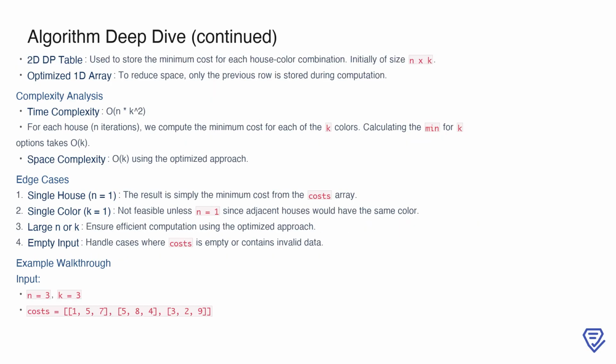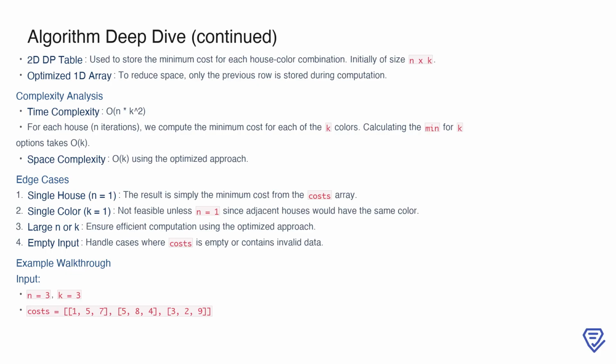The dynamic programming solution uses specific data structures to achieve efficiency. First, we initialize a 2D DP table of size n x k to store the minimum cost for each house color combination. However, we later optimize this by replacing the 2D table with a 1D array that stores only the previous row, significantly reducing memory usage. Regarding complexity, the time complexity is n*k^2, since for each house, we compute the minimum cost for each of the k colors, and finding the minimum among k options takes k. The space complexity, with the optimized approach, is reduced to k, as we only store one row of the DP table at any point in time.